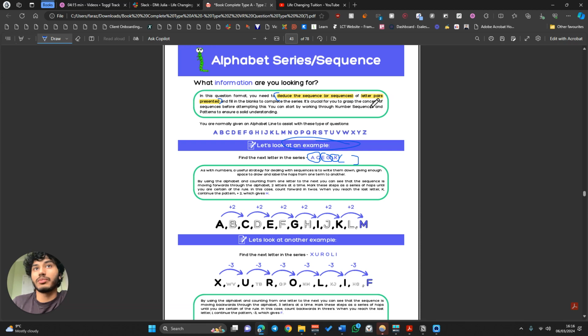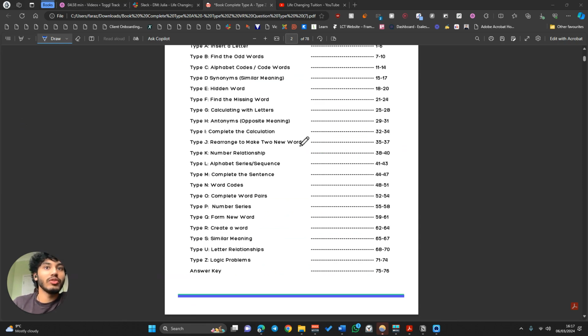It's crucial for you to grasp the concept of sequences before attempting this. You can start by working through number sequences and patterns to ensure a solid understanding. So let's have a look at what they're talking about with number sequences. I've scrolled up to the contents page, and you can see here question type P, number series. It's basically saying that you might want to make sure that you know how to do these before you try alphabet sequences.